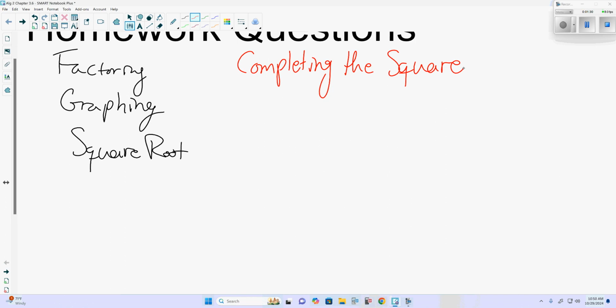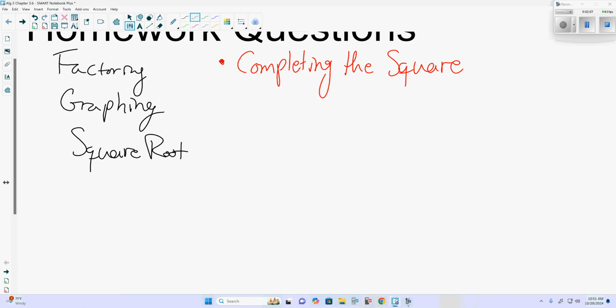And realistically, completing the square is just a modified version of the square root method. Because completing the square, the first three steps of it, the main part of it, is to get it into a perfect square trinomial, at which point we can use the square root method to solve. But the nice thing with this completing the square method is it does not matter the quadratic that we have. It doesn't matter what we have to start with. It will solve it. It will find solutions every single time.